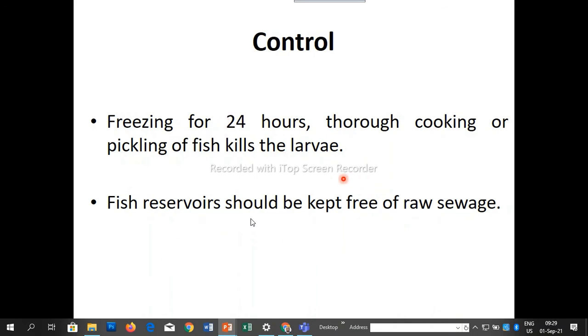Freezing for 24 hours, cooking, or pickling of fish kills the larva. Fish reservoirs should be kept free of sewage.